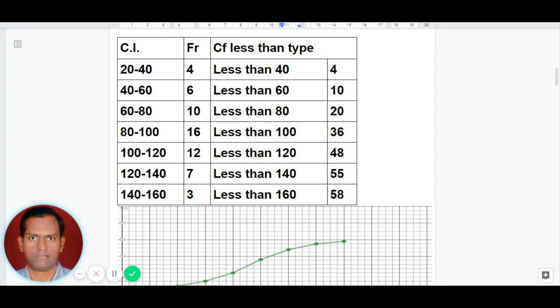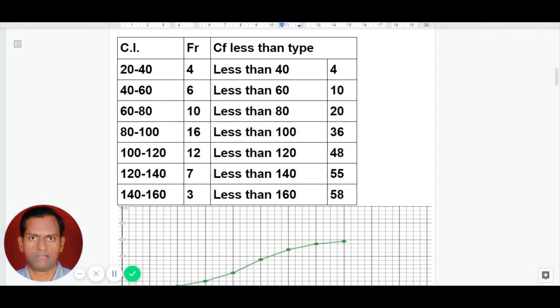Here 20-40 is there. So upper limit is 40. So we have to take less than 40. Less than 40 are only 4. Next, less than 60. Here 20 to 40 are 4. 40 to 60 are 6. So less than 60 are this 4 plus 6, that is 10. Next, less than 80. Same way, 4 plus 6 plus 10 is 20.